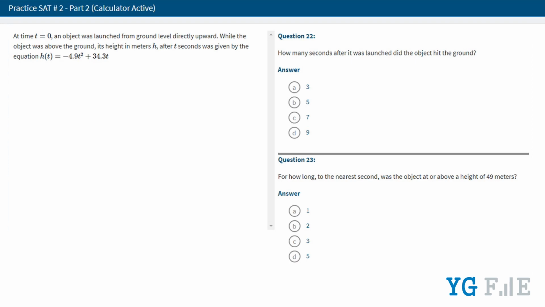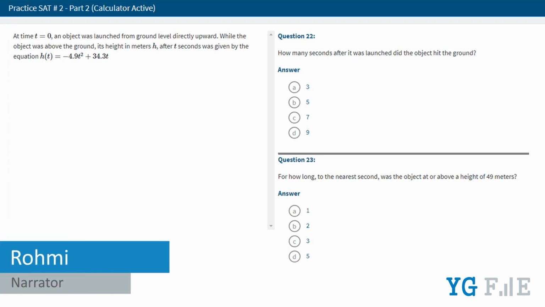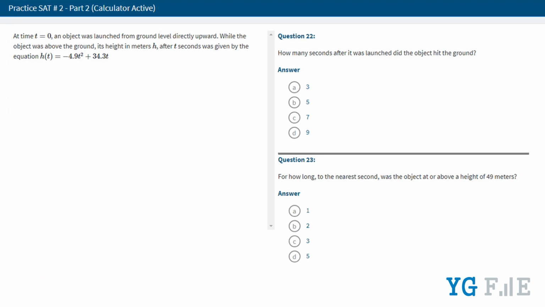So we will use this information to solve the next two questions. At time t equals 0, an object was launched from ground level directly upward. While the object was above the ground, its height in meters at t seconds was given by the equation h equals minus 4.9 t squared plus 34.3 t. So from this equation, we can say that the height of the object is a function of the time.